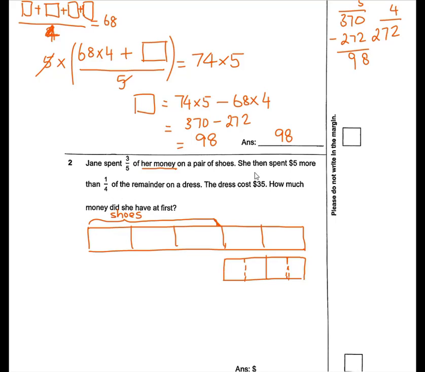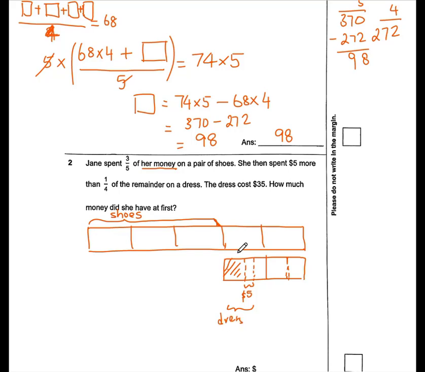And she's spending $5 more than 1/4. Of these 4 parts, she's spending one part plus $5. So that plus 5 can go up to here, or here. I do not know, but at this point that is not very important. All you need to know is to put a marker somewhere here. Let's say this is $5. The dress, this is for the dress. This is the total amount that she spent for the dress.